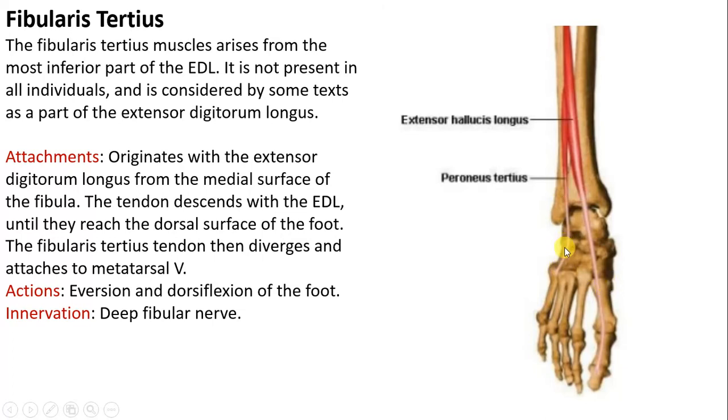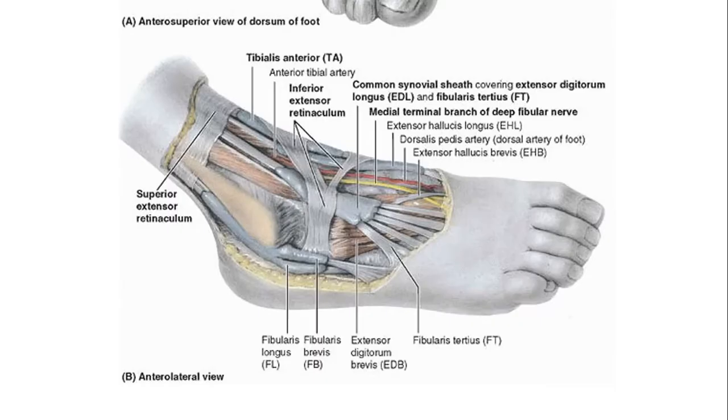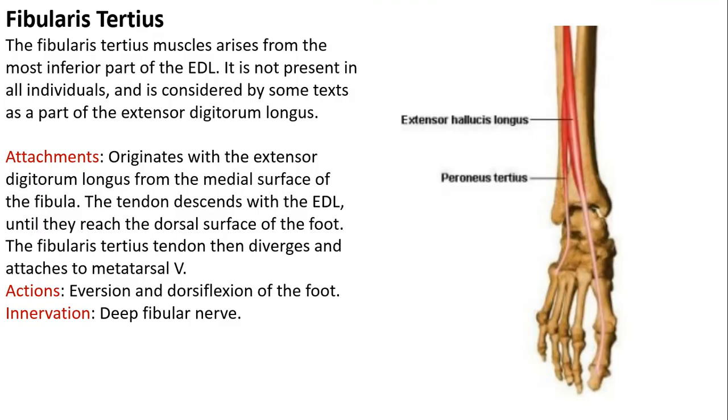But this peroneus tertius is performing dorsiflexion and eversion, and it is supplied by the deep fibular nerve. So that's why this muscle is included in the anterior compartment of the leg. There are two or three other muscles which are located at the dorsum of the foot. We will see them when we discuss the dorsum of the foot.